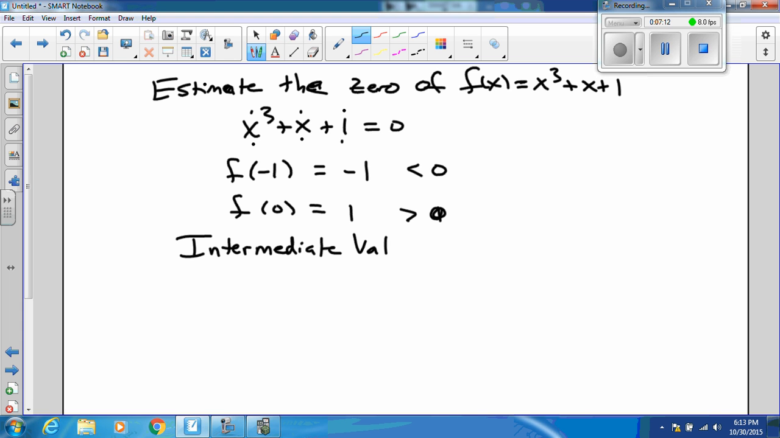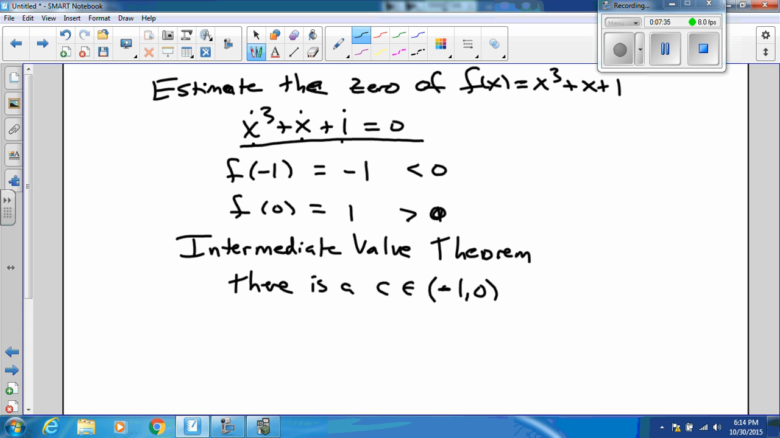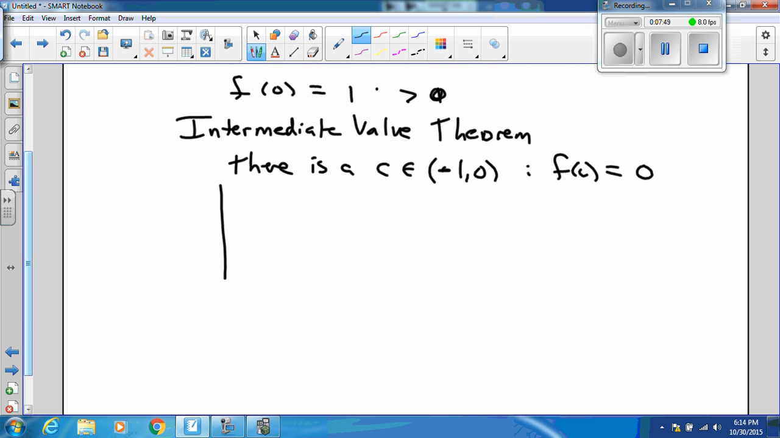And a little bell from last chapter goes off in my head, and that bell is the intermediate value theorem, which guarantees me that since f is a continuous function, how do I know it's continuous? It's a polynomial. Since f is a continuous function, therefore, there must be a c between my two x values such that f of c is equal to any value between my two y values, specifically 0. So I am guaranteed that there is a 0 somewhere between -1 and 0.